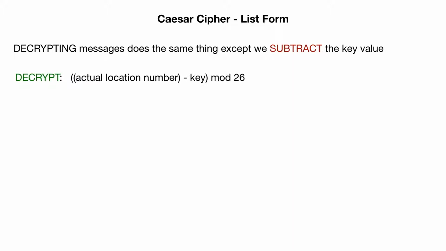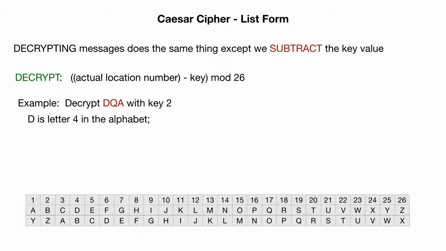So we're going to take that actual location number in the alphabet, we're going to subtract the key, and then we're going to modulo 26. So let's see what happens here. So in the previous example, we know what DQA is because we encrypted the word boy. Well, how do you go backwards if somebody wants to decrypt this knowing that the key is 2? Well, let's try it.